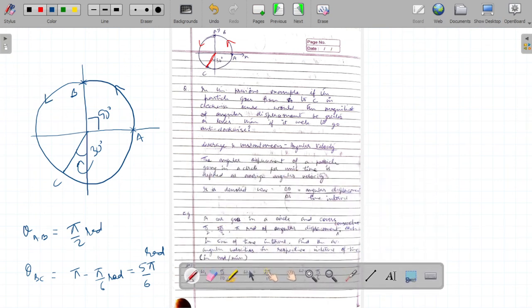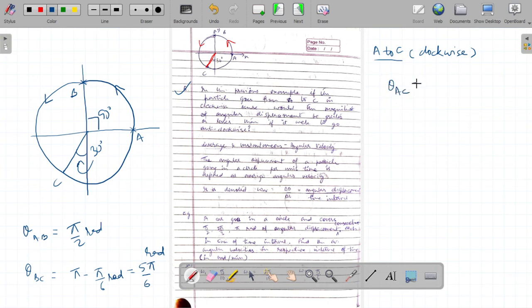Now, we are given the idea that in the previous example, if the particle goes from point A to C in clockwise sense, would the magnitude of angular displacement be greater or lesser than if it were to go in anti-clockwise sense? So let's say the particle is going from point A to C in clockwise sense.